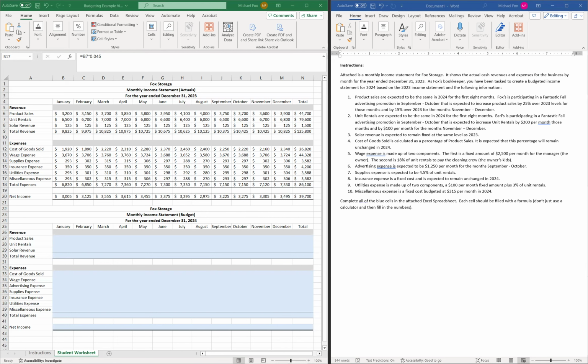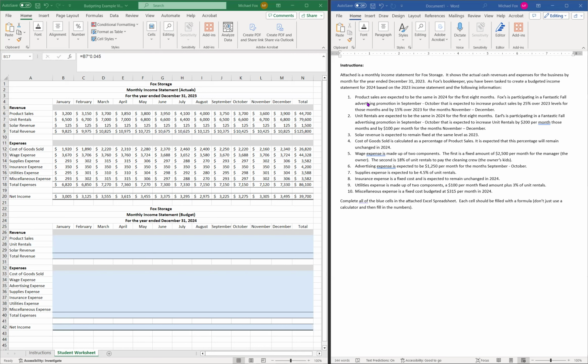Okay, so again, this information up here on the top represents our actuals for 2023, and we're going to make a projection or a budget for 2024. And so we're just going to go through this information here in the instructions line by line, and that will help us to do this.